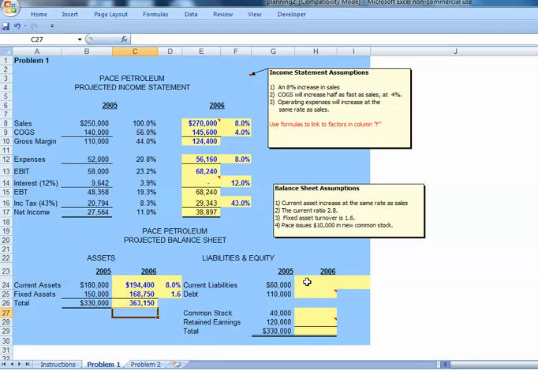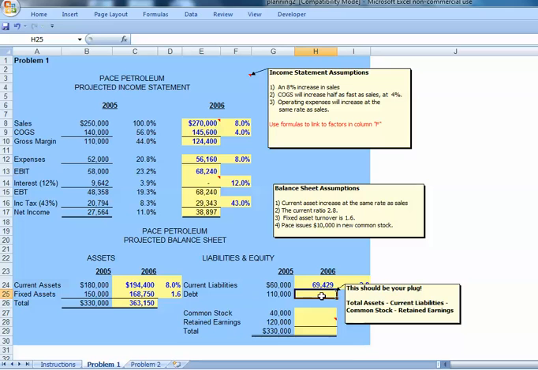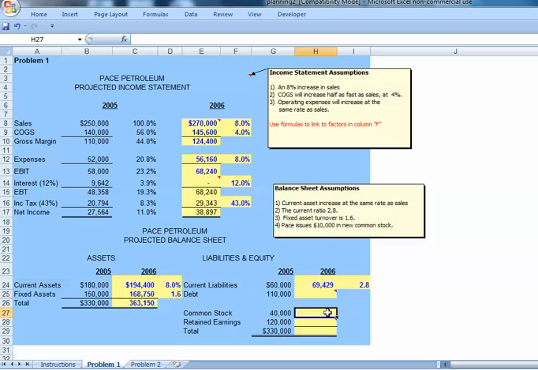Let's go ahead and look at our current liabilities. We're told our current ratio is 2.8, so let's put 2.8 over here. Recall our current ratio is current assets divided by current liabilities. So we have 2.8 times as many current assets as we have current liabilities. So if we take our current assets and divide it by 2.8, we end up with our current liabilities. Again, our debt will be our plug, so we're going to hold that off to last.